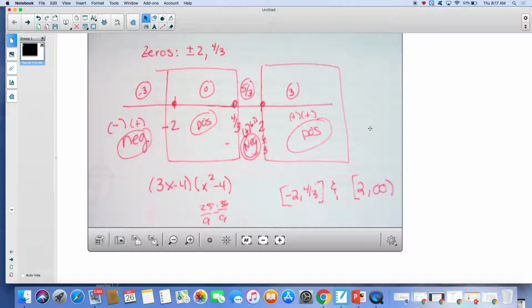Would it be wrong if you put a bracket at the infinity? Yes. Because we don't know when the very end is. Infinity goes on forever, so we need to mark that it does. So infinity never has brackets.